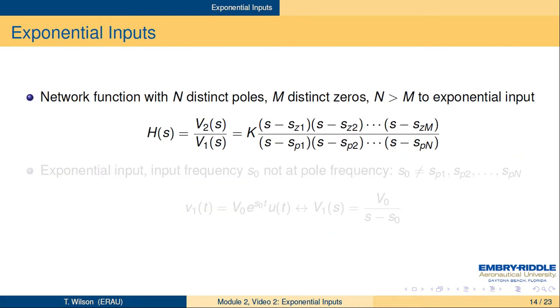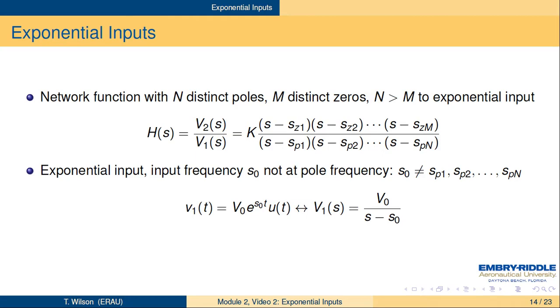And then let's think about our network function with n distinct poles and m distinct zeros, where n ought to be greater than or equal to m. You can have equality here. We're trying to avoid the case where we have an improper rational function when we do the inverse Laplace transform to find the output. So we're going to add a pole when we include our input. So we really need our network function to have n greater than or equal to m. No more zeros than you have poles.